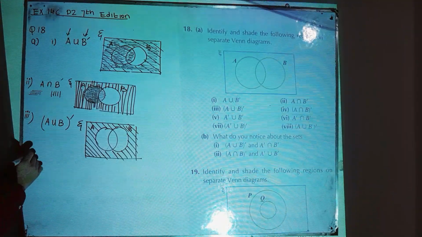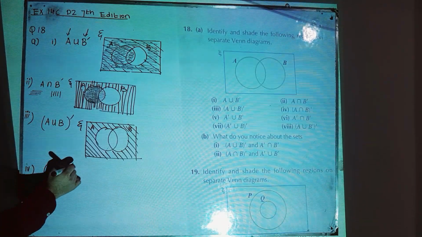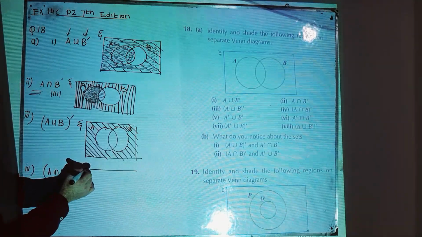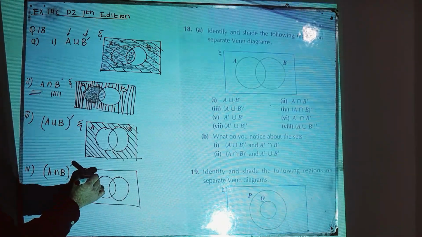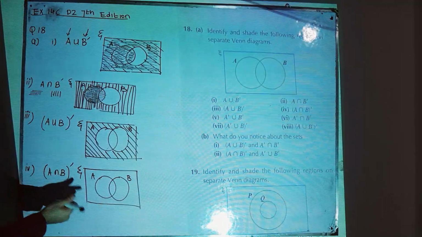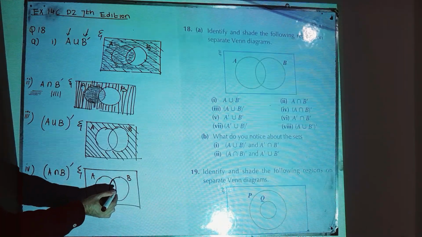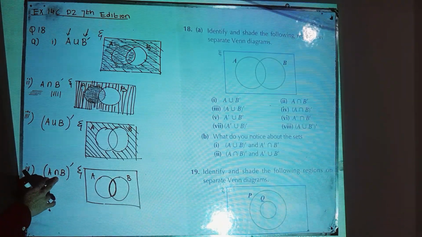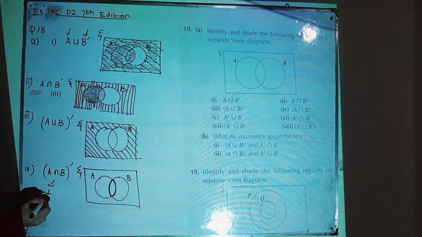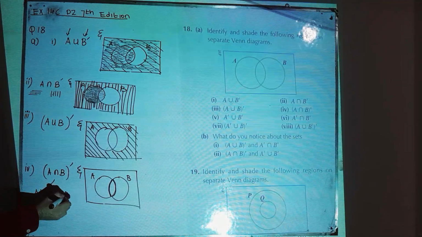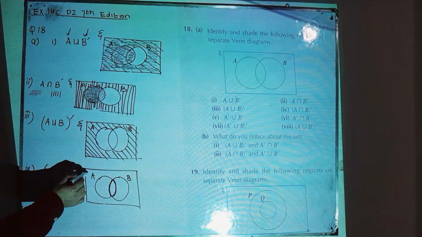Part number 4, that is the complement of A intersection B. Now draw a Venn diagram, the same one as given in the question. This is the universal set, a circle for A, a circle for B. Now identify A intersection B, this one. This region is A intersection B, the common part of A and B. Because I am going to take the complement of A intersection B, that means not A intersection B. So all the region other than A intersection B will be your answer.